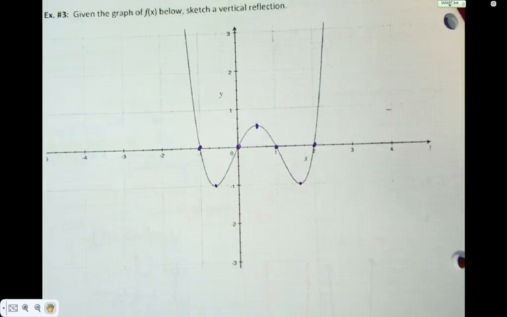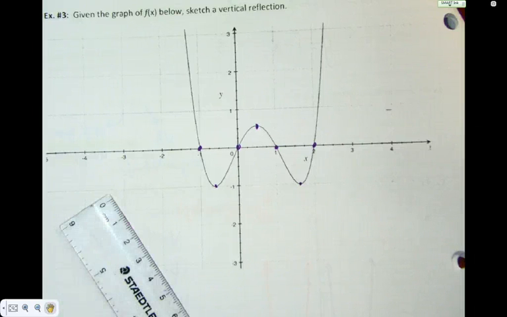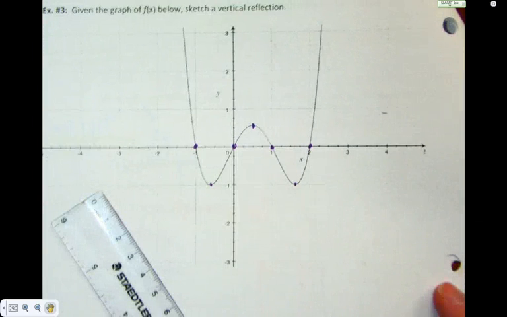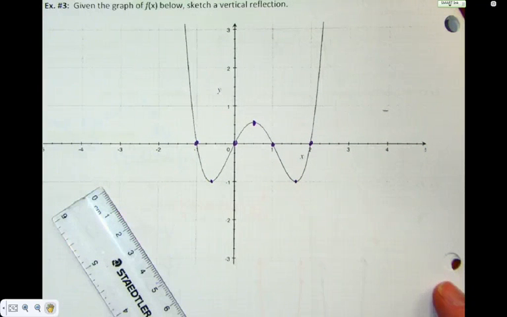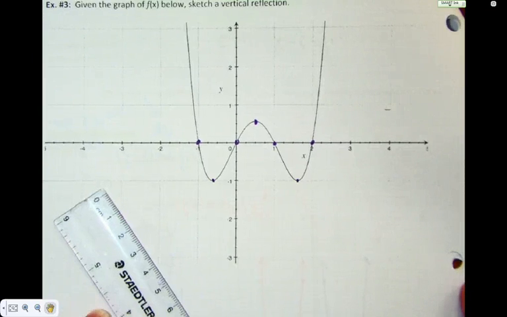And I'm going to show you another way to do reflections, but you need a ruler, so if you don't have one, grab one. So I showed you how to do it visually. I showed you how to do it with points. This is just a different way that you might like better.